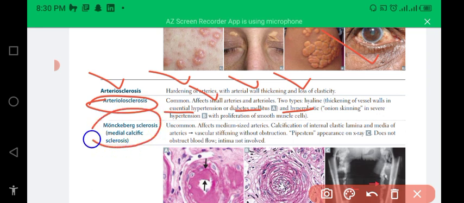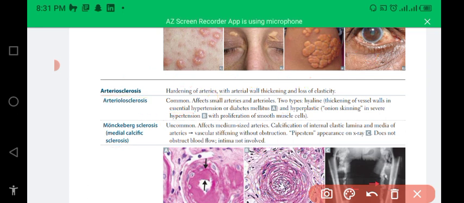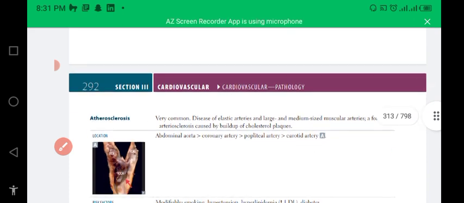Monckeberg medial calcific sclerosis is when the tunica media is involved. That is, Monckeberg medial arteriosclerosis is calcification of the internal elastic lamina of the media of arteries. That's why it is known as medial arterial sclerosis.